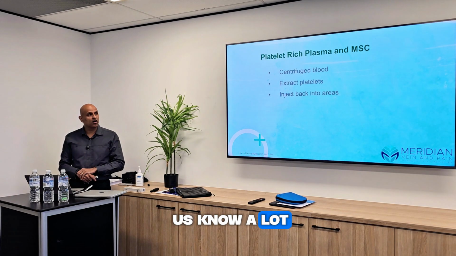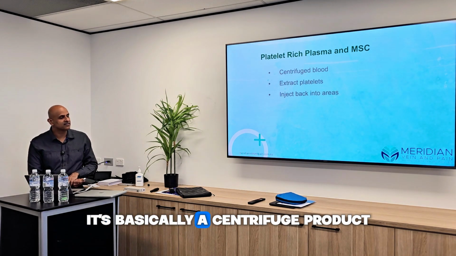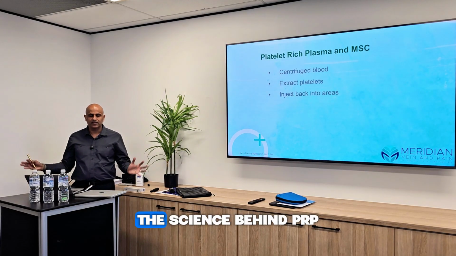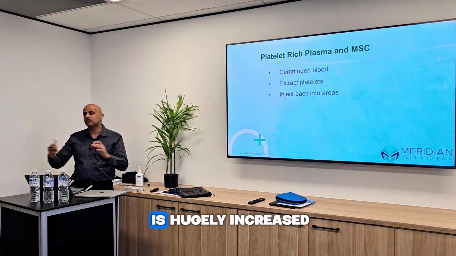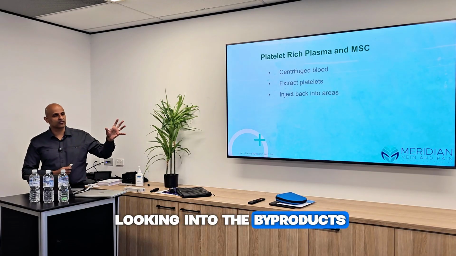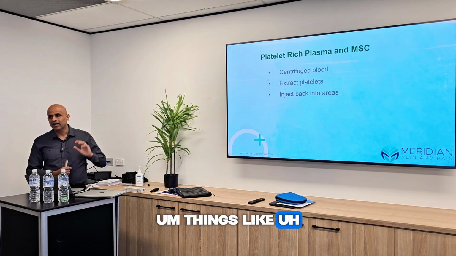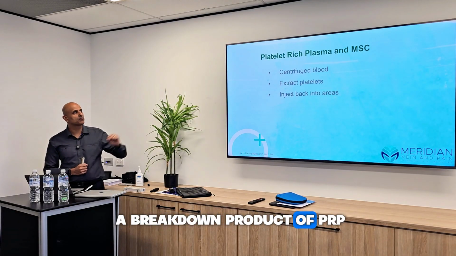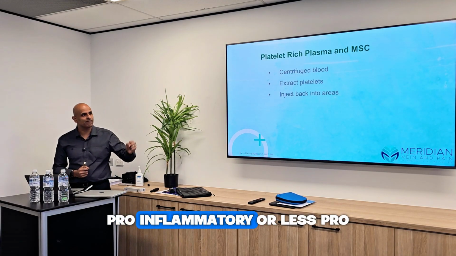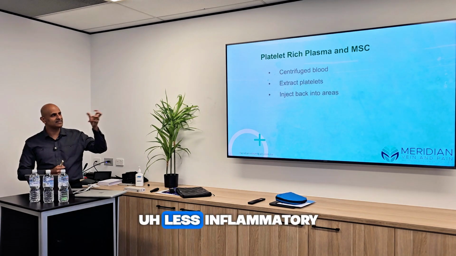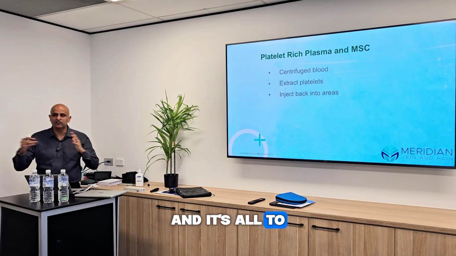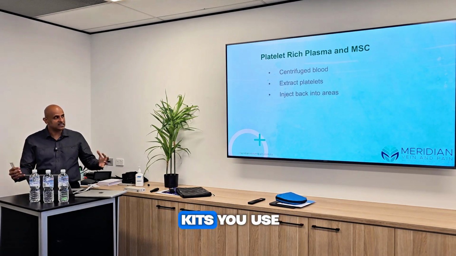PRP, a lot of us know a lot about PRP. It's basically a centrifuged product. We take blood out and then we inject it back. The science behind PRP is hugely increased. So we are now looking into the byproducts of PRP, things like platelet lysate, which is a breakdown product of PRP, how we can change the PRP to be more pro-inflammatory or less inflammatory by changing the amount of leukocytes within it, changing the amount of monocytes, and it's all to do with how you spin the product and what kits you use.